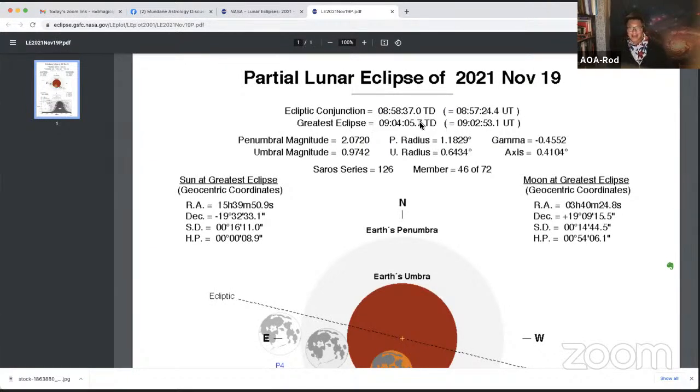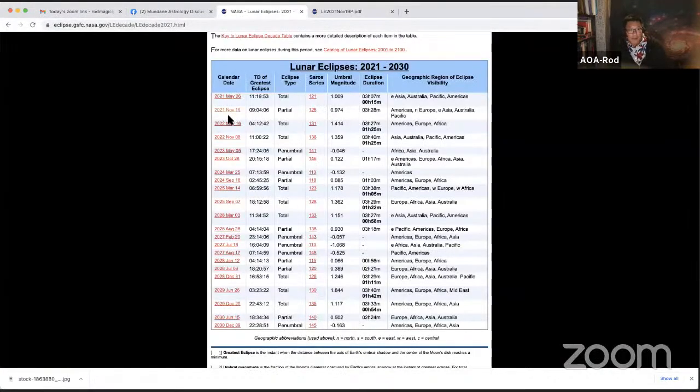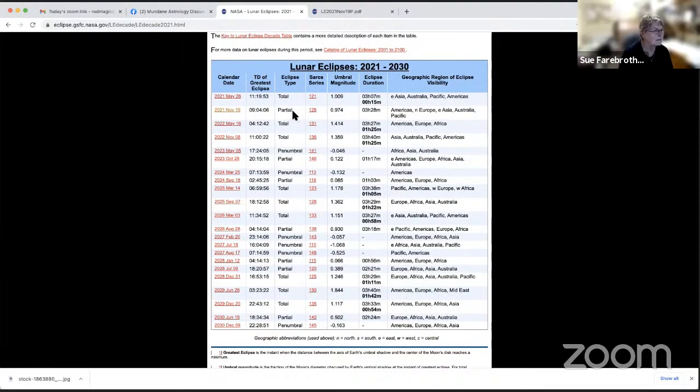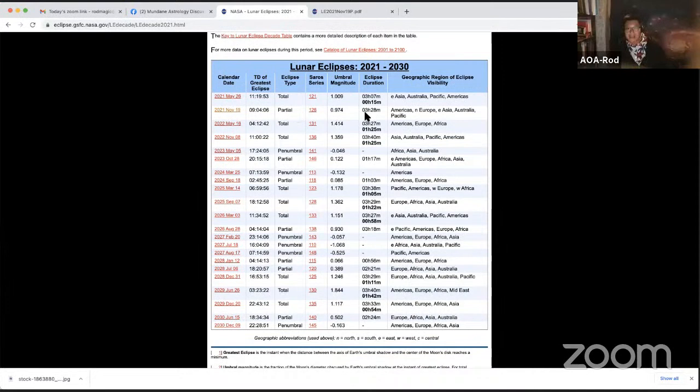I think in their page they will tell you this is a partial one. But the last look how long, 3 hours and 28 minutes. Okay. And then you can see it from America, North Europe, East Asia, Australia, and Pacific. I think UK we couldn't see it because when it happened, the moon was already lower than the horizon.